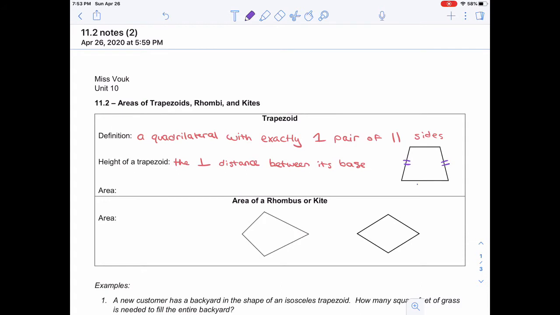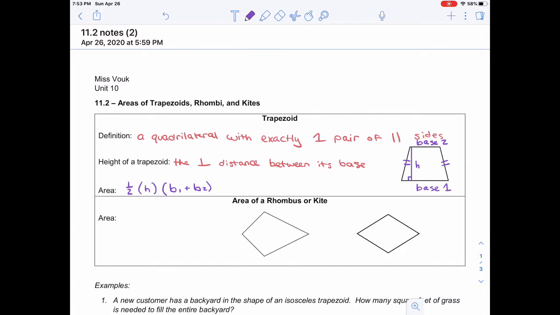So I'm going to go ahead and label my two bases. Remember, that's your parallel sides on a trapezoid. So I'm going to say base 1, base 2. And then for the height of a trapezoid, the perpendicular distance between the bases. So again, just like a parallelogram, you're usually going to find it drawn here to make a right triangle. Okay, and for our formula for a trapezoid, that's going to be 1/2 times our height times the quantity of our two bases added together.